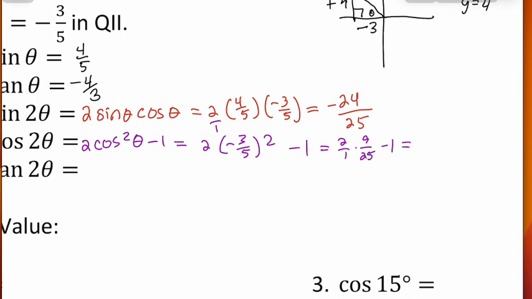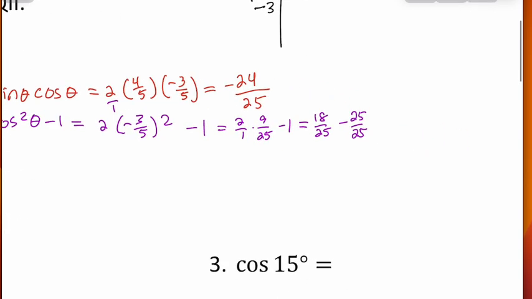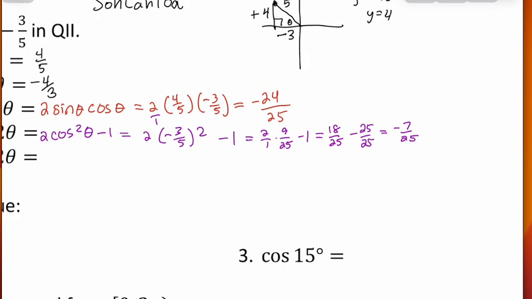Multiply the tops on the first fraction and the bottoms. That would be 18 over 25. And whatever your denominator happens to be, make the one match on top and bottom. So in this case, 25 over 25, for an answer of negative 7 over 25, which is a proper fraction.